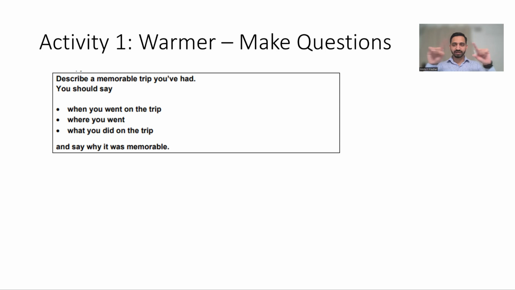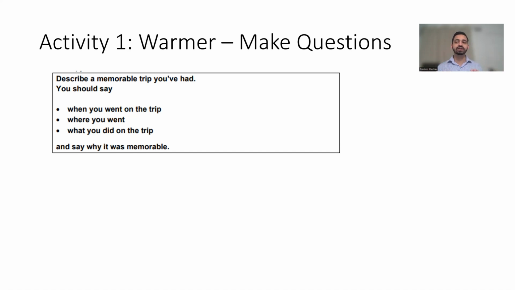Describe a memorable... So you will get this card in Part 2. The examiner will give you a card. It will say these things. Describe a memorable trip you have had. You should say when you went on the trip, where you went, and what you did on the trip, and say why it is memorable.